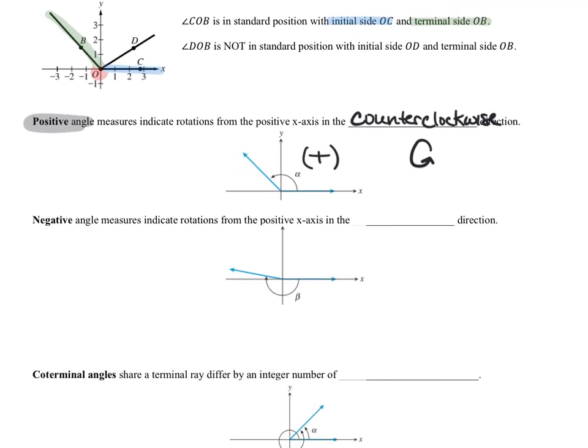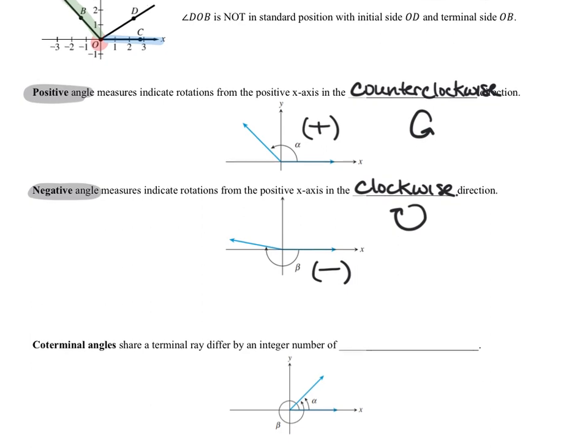A negative angle is going to rotate the opposite direction. So a negative angle starts at the positive x-axis but goes in a clockwise direction, which is this way, like a clock. So the angle in this image, beta, is a negative angle because it goes down and around instead of up and around. Does that make sense? And we will have both positive and negative angles.